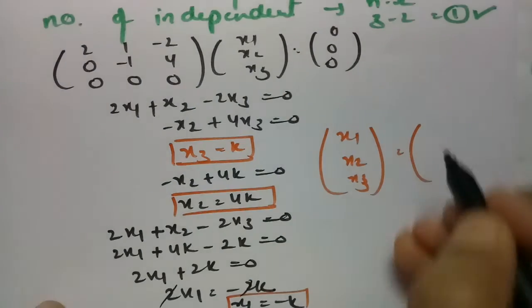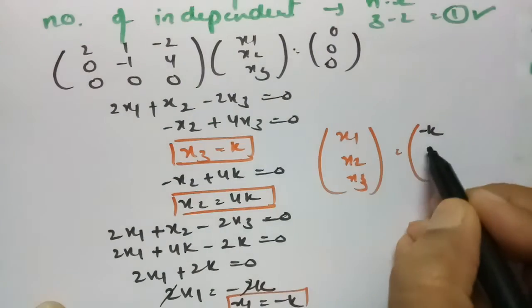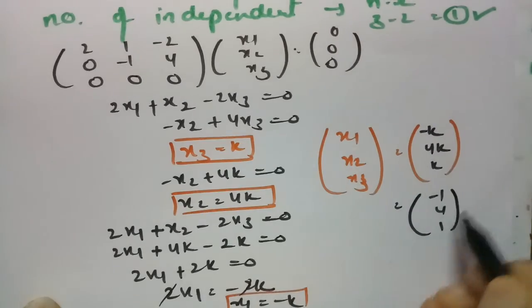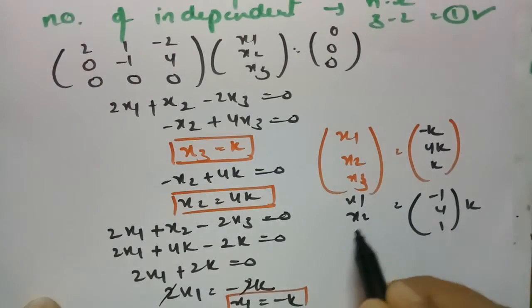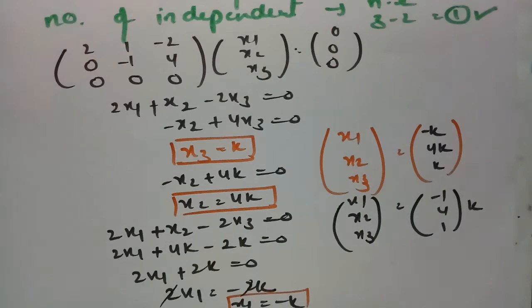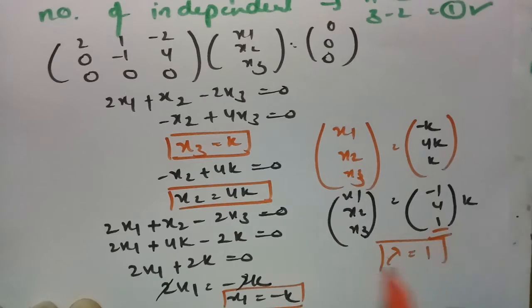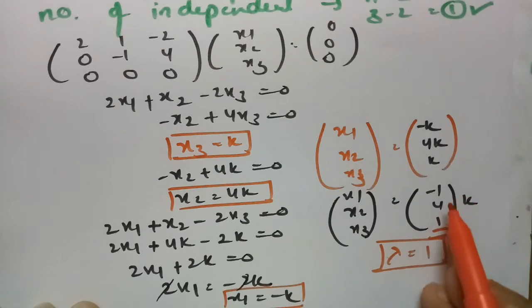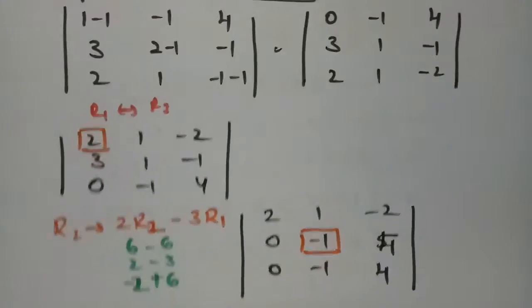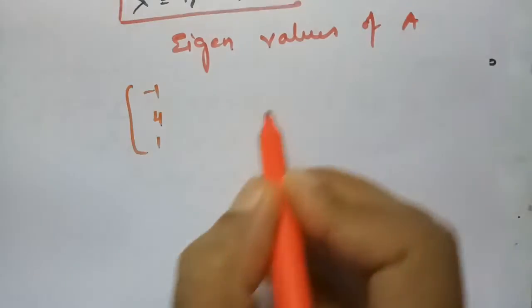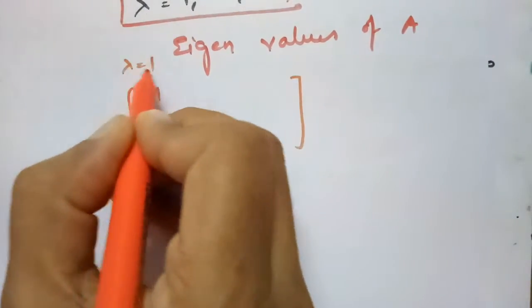So what is x1 here? x1 is minus k, x2 is equal to 4k and x3 is k. If I take k common, this will be minus 1, 4, 1 into k, which is x1, x2 and x3. So this is an eigenvector corresponding to the eigenvalue lambda is equal to 1. Remember this one: this is minus 1, 4 and 1.